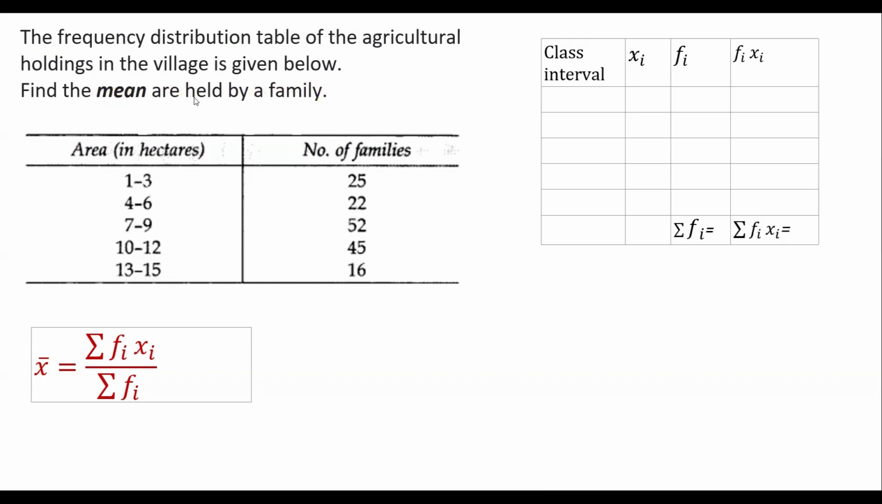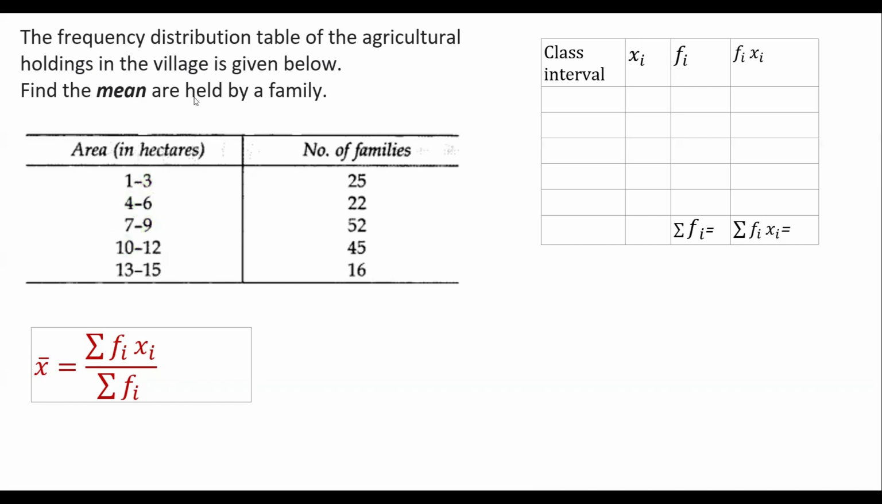What is different from the other table is that here the data is not continuous. As you can see, the first class is 1 to 3, and the next will be 4 to 6. The upper limit of the preceding class is not the same as the lower limit of the succeeding class. Same for the next part, you can see 9 and 10.